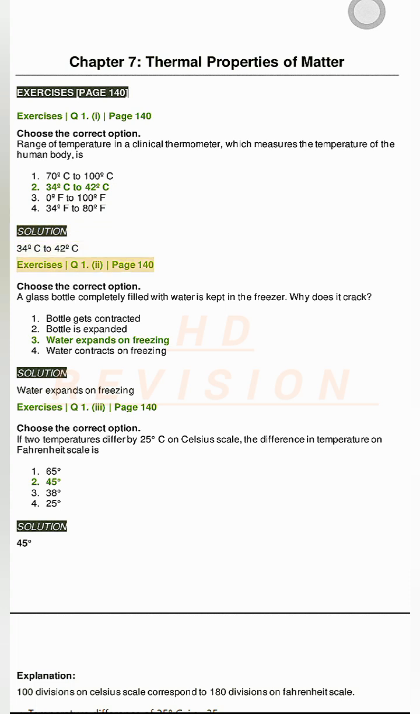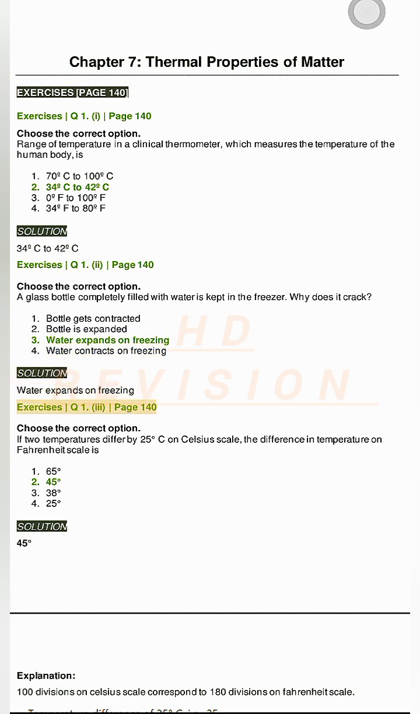Exercises Q1. Page 140. Choose the correct option. A glass bottle completely filled with water is kept in the freezer. Why does it crack? 1. Bottle gets contracted. 2. Bottle is expanded. 3. Water expands on freezing. 4. Water contracts on freezing. Solution. Water expands on freezing.